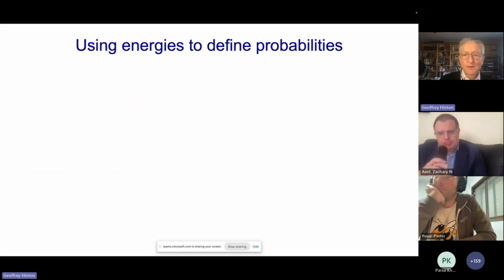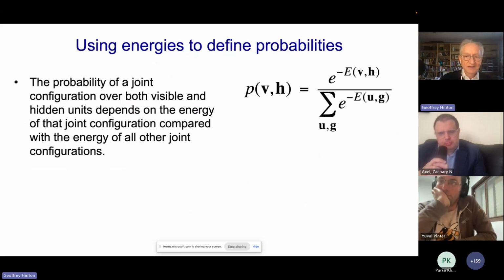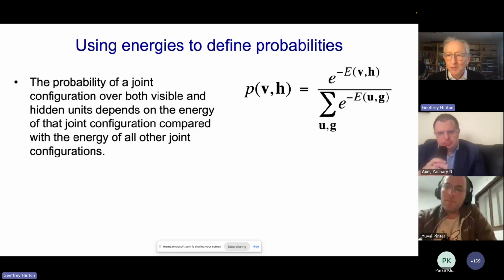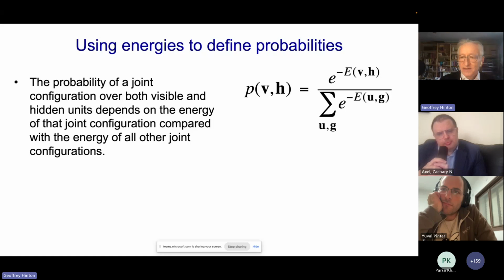So if we want to use energies to define probabilities, we know that P of V given H is going to be proportional to e to the minus the energy of that joint configuration. But what do we normalize by? Well, we have to normalize by the sum over all possible visible vectors u and all possible hidden vectors g of e to the minus the energy of the configuration with u on the visible units and g on the hidden units. That normalization term is what physicists call the partition function, and it's a monster to compute.